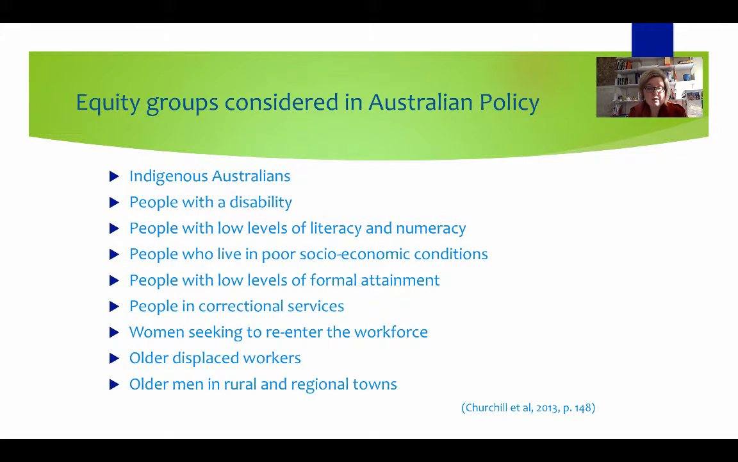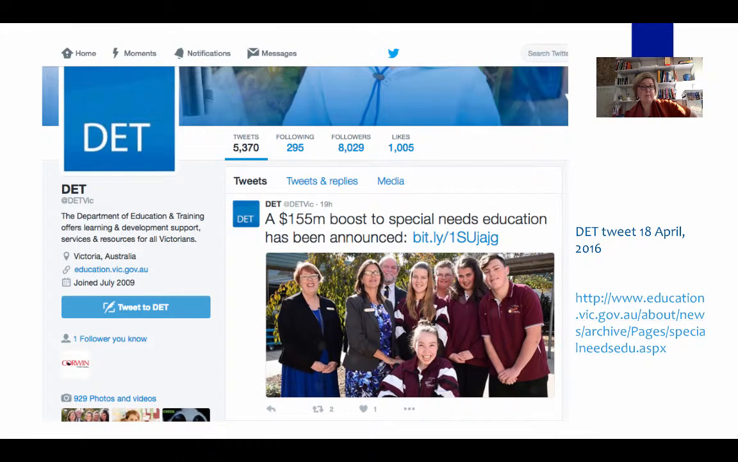People with low levels of literacy and numeracy, again, is a group that needs to be considered in particular from an equity perspective. People who live in poor socioeconomic conditions, low levels of formal attainment, correctional services, women seeking to re-enter the workforce, displaced workers and older men in rural and regional towns.